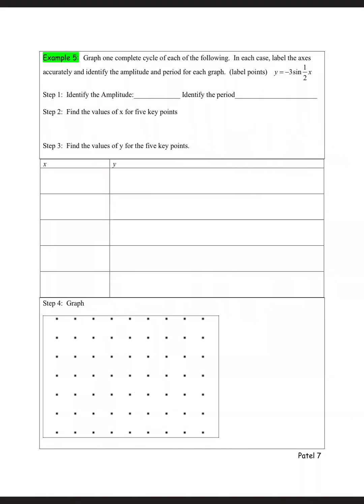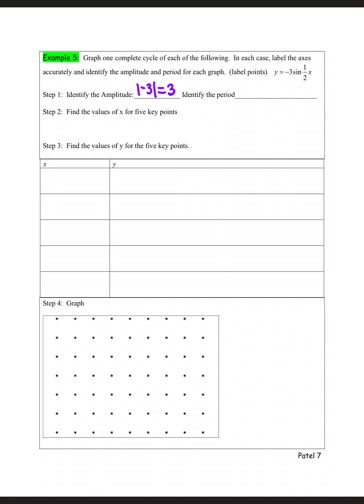Example 5, we're going to graph y equals negative 3 sine of 1/2 x. This is going to do the same thing. It's going to basically have a reflection for the sine because it has that negative sign in front being multiplied. So the amplitude is going to be the absolute value of negative 3, which is 3. So the max is 3 and the min is -3.